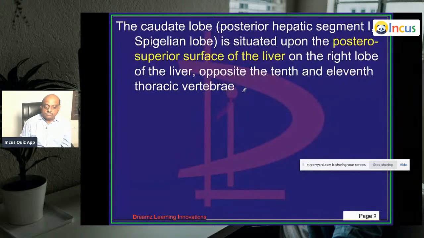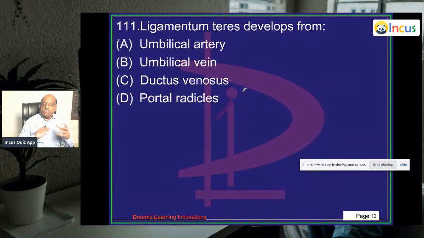Now, ligamentum teres develops from where? This is a very spicy question. Embryology, we have to read it hot and fresh. Question number 111. Can you punch the correct answer, doctor? All the students who are attending, ligamentum teres, can you punch your answer? Let me see how you will answer.